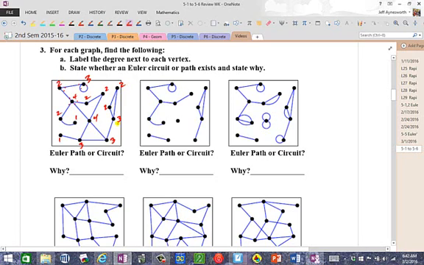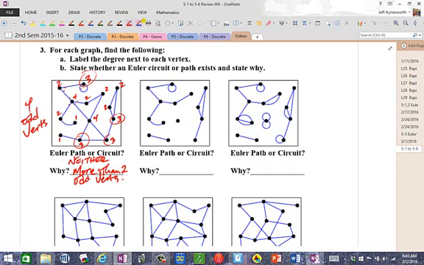All right. So in this one here, we have 1, 2, 3, 4. We have 4 odd vertices. Okay. Path or circuit? Neither. More than 2 odd vertices. Okay, so it has neither, right? So this right here, we have 6 odds.